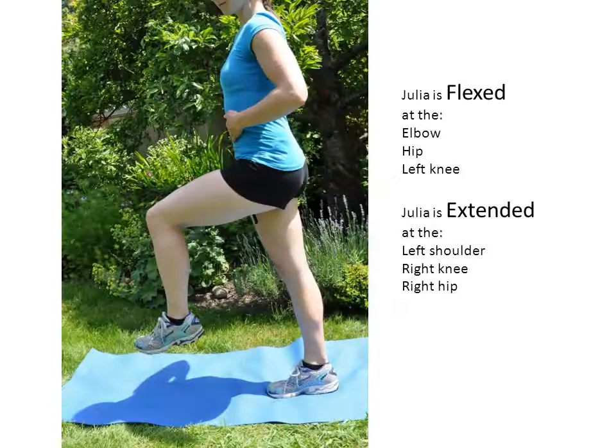We're going to talk here about flexion. If you have a look at this picture, you can see Julia standing on one leg. You can see that she's flexed at the elbow, meaning that the elbow is bent. She's also flexed at the hip, as she's drawn the knee upwards and decreased the angle between her thigh and her torso. Julia is also flexed at the knee as she's bent the knee and decreased the angle between her thigh and her calf. The rest of the joints are extended, but we'll talk about that in another section.